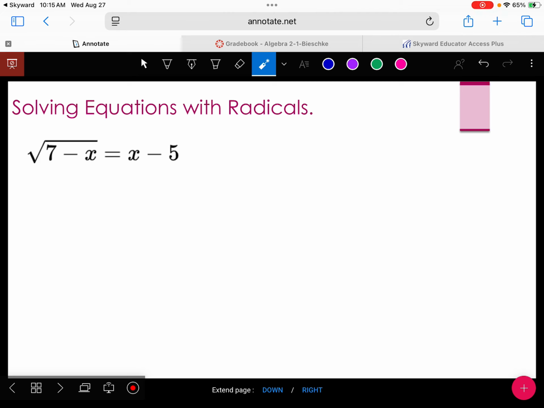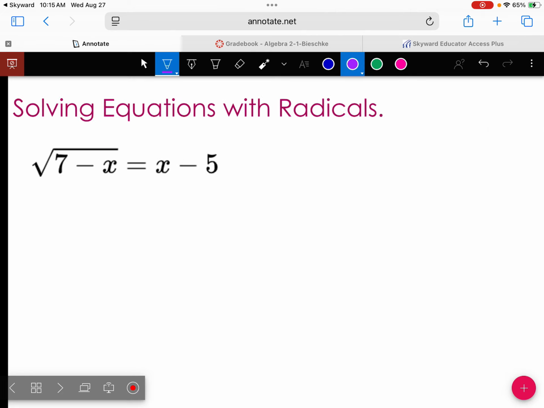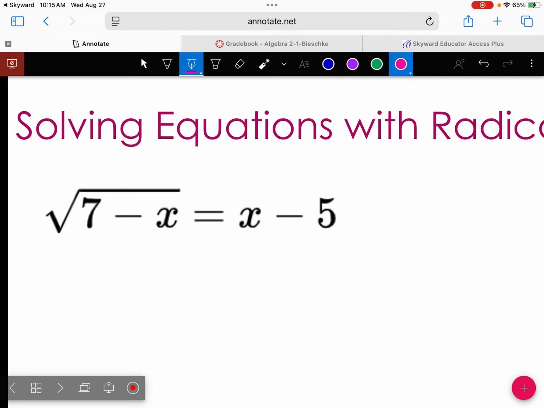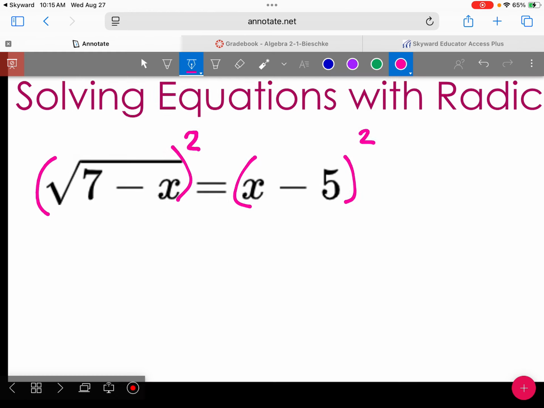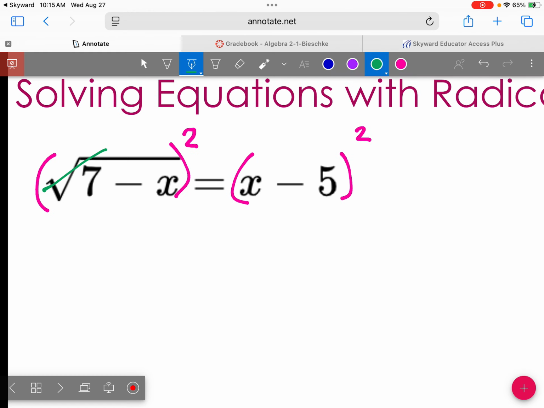So if I just ignore this side, I can see I have my radical all by itself. So if I want to get rid of that radical so I can figure out what the heck this x is, what do I need to do to that side? Square it. Which means what do I need to do to this side? Square it. The whole side, not each individual term. We need to square this side and square this side. The square roots cancel out over here, so we're getting our 7 minus x.